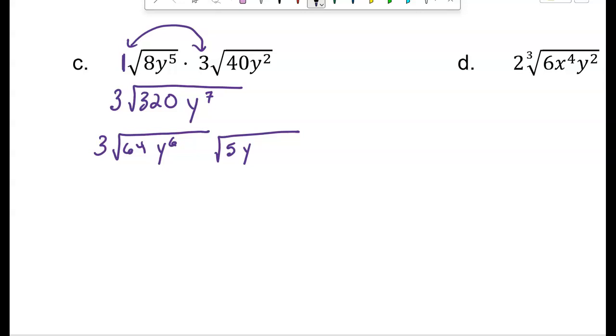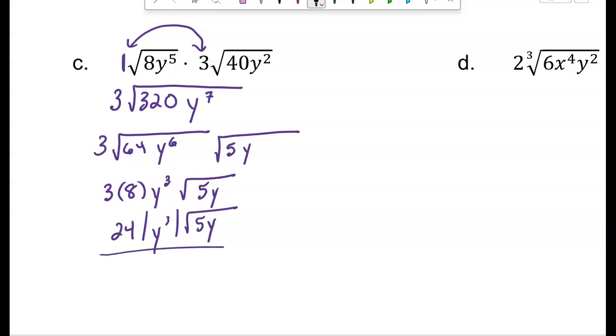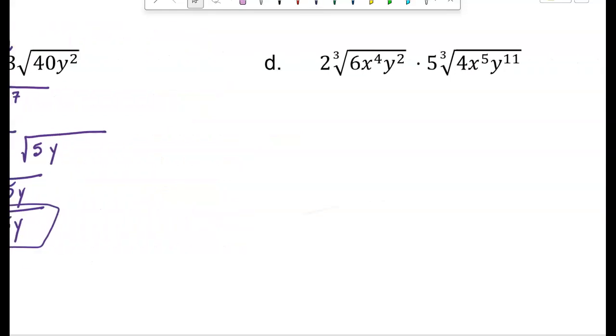What do we get for this first one here? We get 3 times what? What's the square root of 64? 8 times what's the square root of y to the 6th? Y to the 3rd. Oh boy, what are we going to have to put in there? And then the square root of 5y stays there. So 3 times 8 is what? 24. And then we have to take the absolute value because it came out what? Odd exponent. The square root of 5y. All right? With me? All right, let's do the next one.